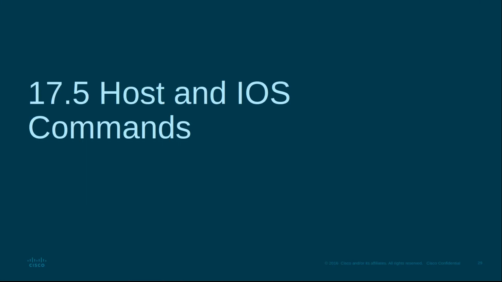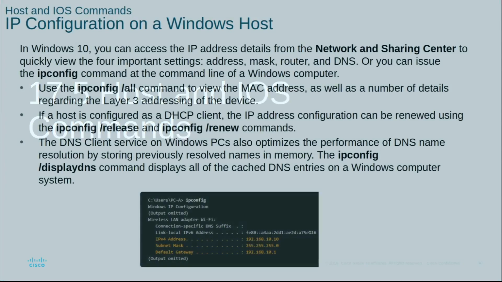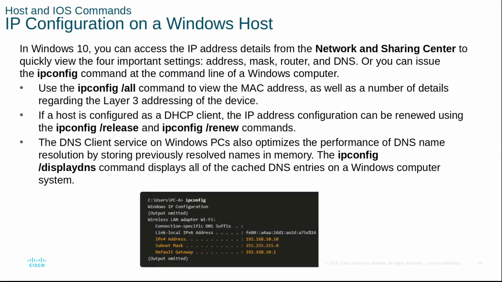Now, when it gets into host and IOS commands, one of the first things you tend to do is verify IP configuration, right? With Windows, that's going to be the ipconfig command, possibly with the /all option, which will show you some additional information. If you want to release and renew your IP from a DHCP server, then you can do that using ipconfig /release to release the IP, and then ipconfig /renew to send out a new DHCP request and pull a new IP.